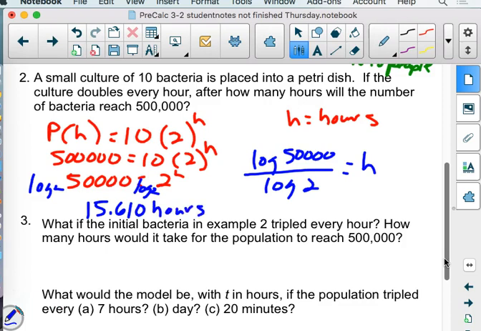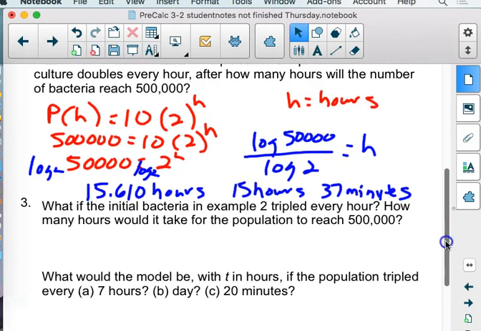This would be another one where I would convert the hours into minutes. You know, just because we can. Give them a little bit better than that. So if you take that 0.610 times 60, how many minutes are we talking about? About 37. 15 hours, 37 minutes. And yeah, on a test, we wrap that up with a sentence. Say, it will take this bacteria approximately 15 hours, 37 minutes to reach 500,000. That's a lot of bacteria.